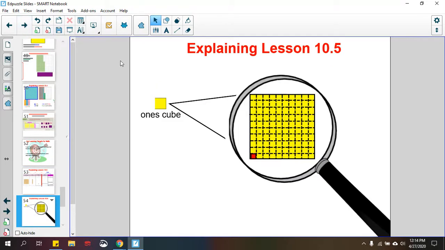Again, kind of like we saw the other day, if you take that ones cube and you magnify or you zoom in on it so that you can see all little teeny tiny 100 pieces that make it up, those little things are considered hundredths because it takes 100 of those little teeny tiny pieces to make one whole.